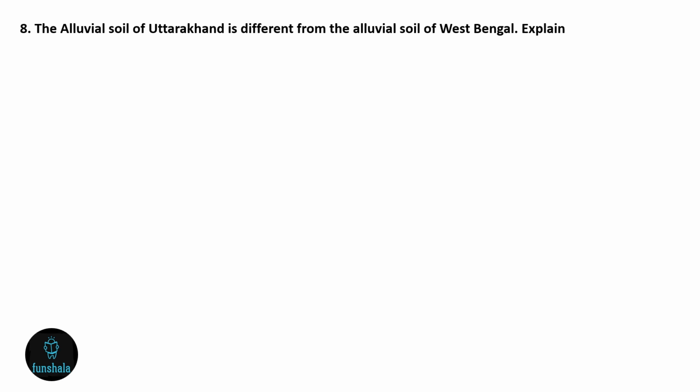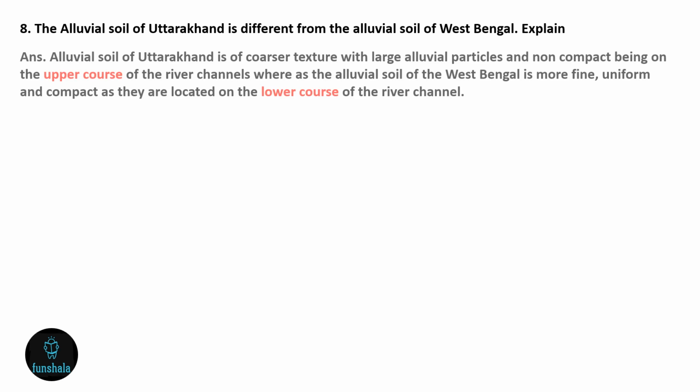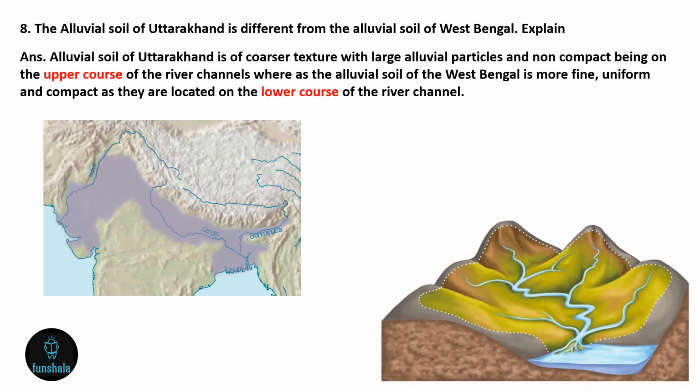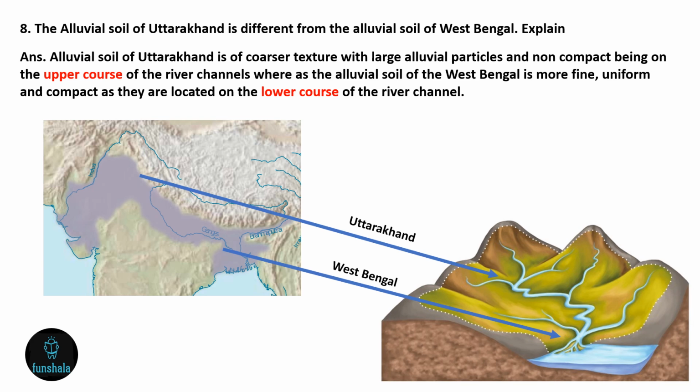Question number 8. The alluvial soil of Uttarakhand is different from the alluvial soil of West Bengal. Explain. The alluvial soil of Uttarakhand is of coarser texture with large alluvial particles and non-compact, being on the upper course of the river channels, whereas the alluvial soil of West Bengal is more fine, uniform and compact as they are located on the lower course of the river channel.